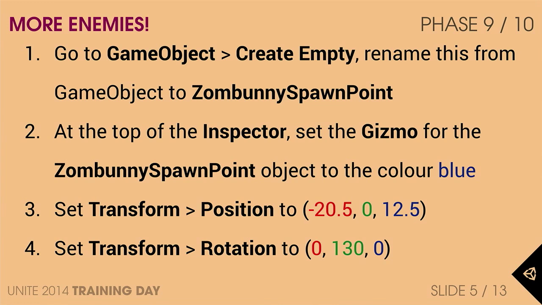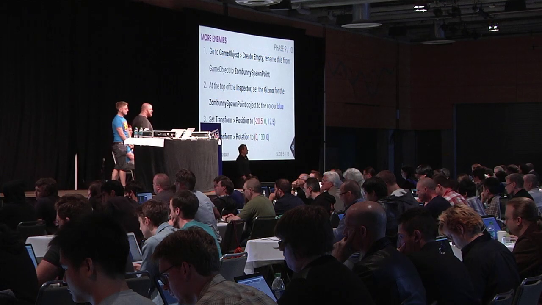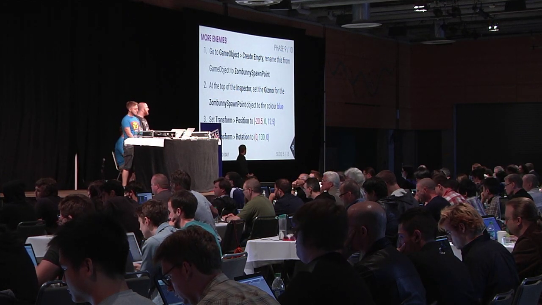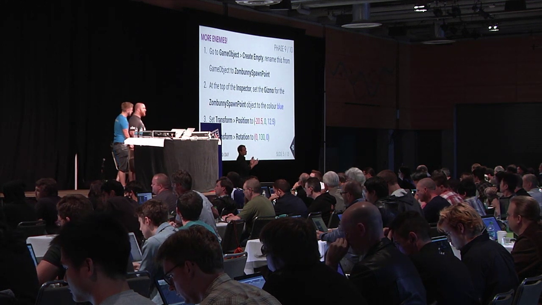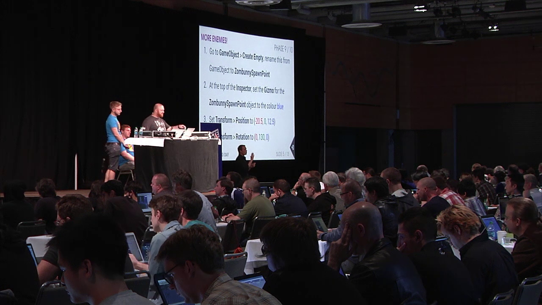So what we did is we created an empty game object, and we renamed it Zombunny spawn point. At the top of the inspector, we set the gizmo for the Zombunny spawn point as that little oval icon and set its color to blue. We then made the position of the spawn point negative 20.5, 0, and 12.5 with a rotation of 0 in the x-axis, 130 in the y-axis, and 0 in the z-axis. Again, it's fairly important that you have those numbers, kind of how we have them, otherwise your enemies might be running into walls and not spawning where you need them to spawn.